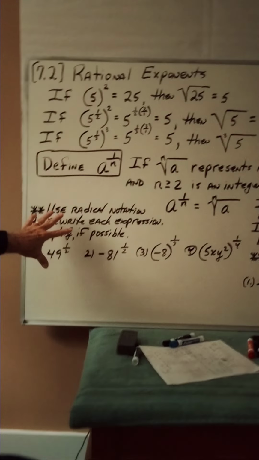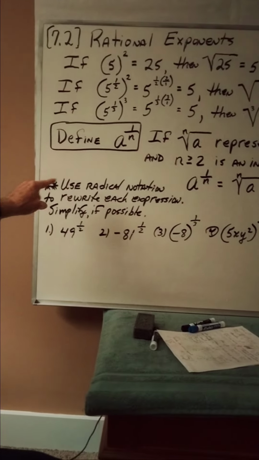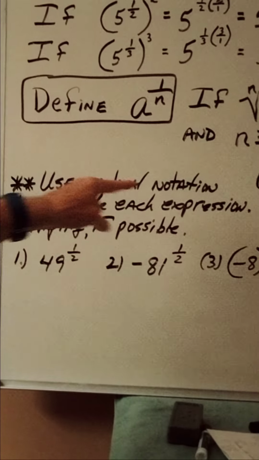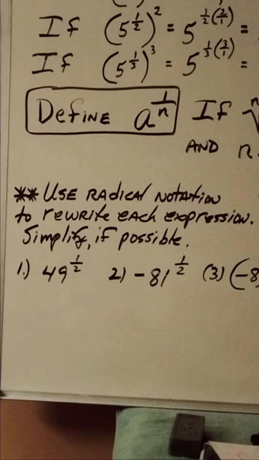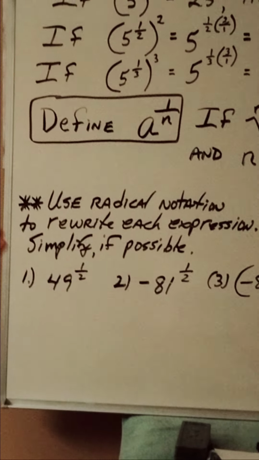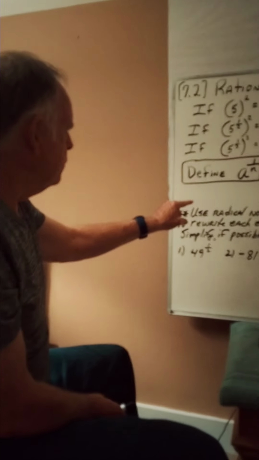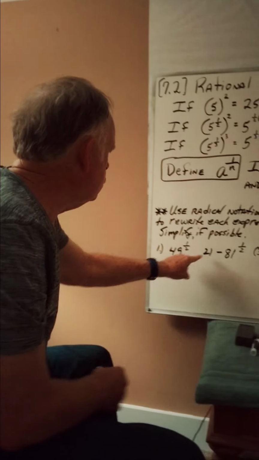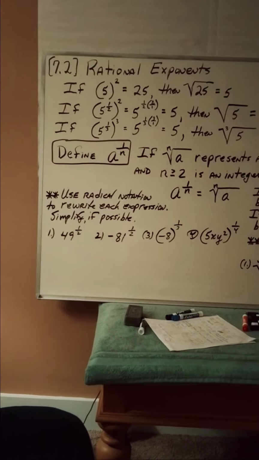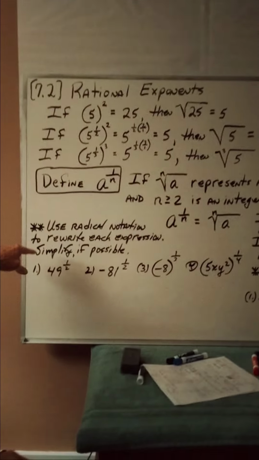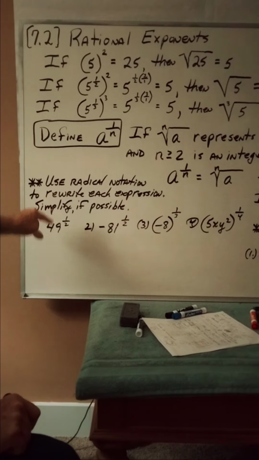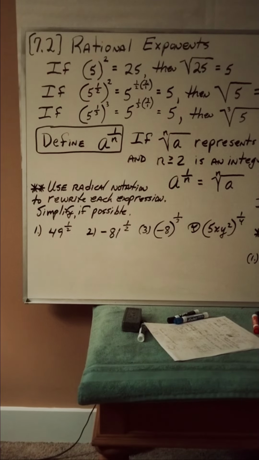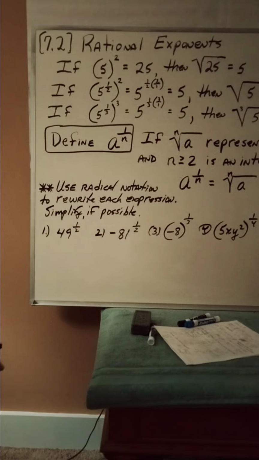And here's the first direction that we're going to take a look at. Use radical notation to rewrite each expression. So if we're going to follow the directions and do exactly what they're saying, they want us to use radical notation to rewrite each one of these 4 expressions that we're going to look at. And then the follow-up statement, if we are able to simplify, we're going to simplify. So here we go with number 1.